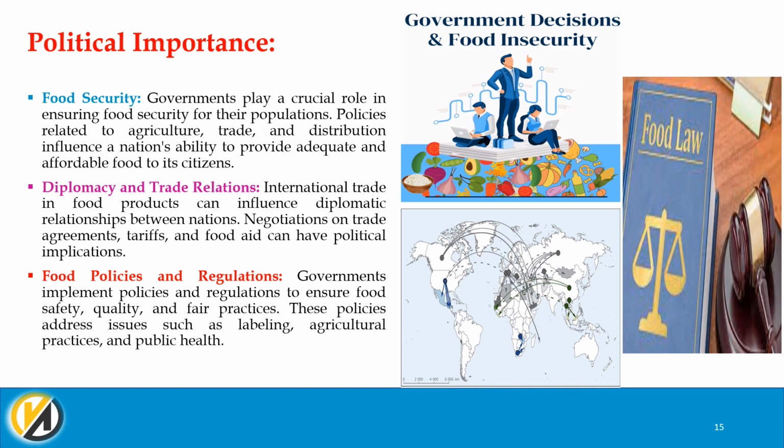Another political importance of food is diplomacy and trade relationships. International trade in food products can influence diplomatic relationships between nations. Negotiations on trade agreements, tariffs, and food aid can have political implications. The other importance is food policies and regulations. Usually governments or politicians implement policies and regulations to ensure food safety, quality, and fair prices. These policies address issues such as labeling, agricultural practice, and public health.